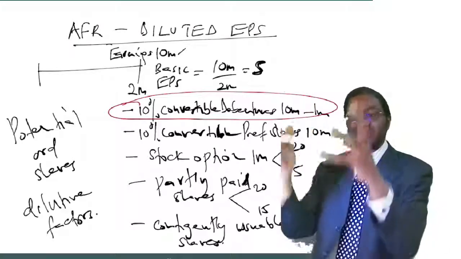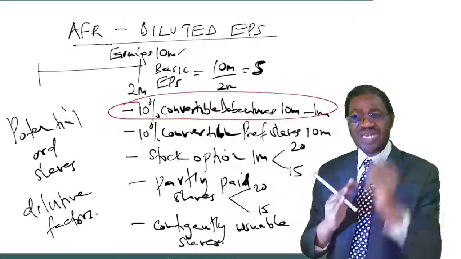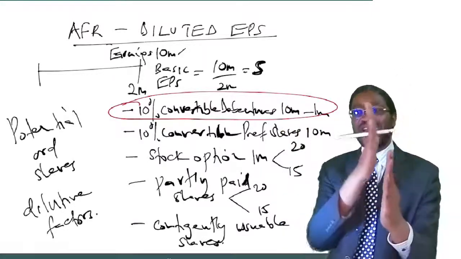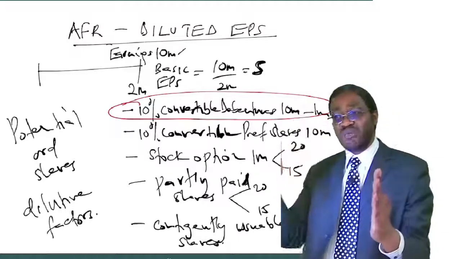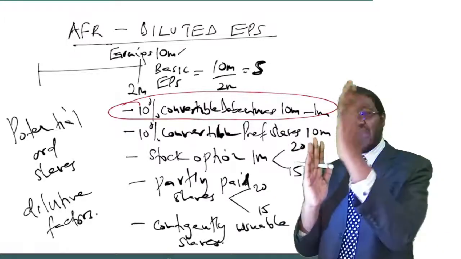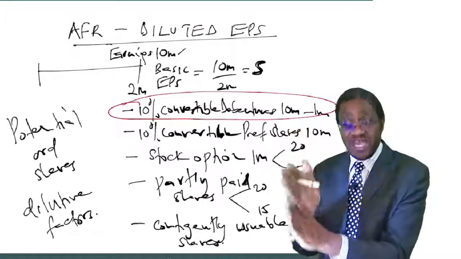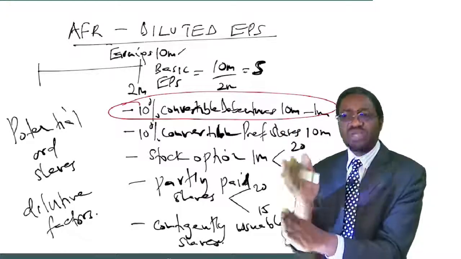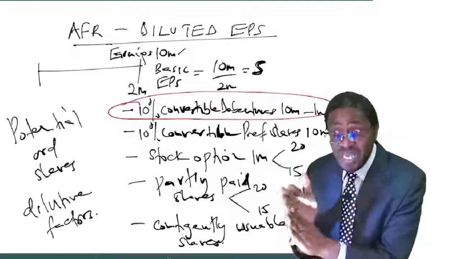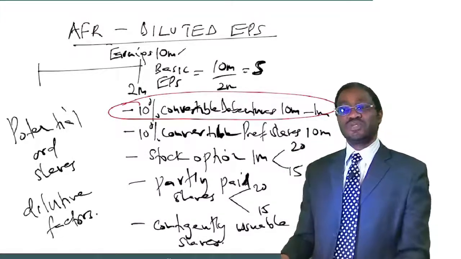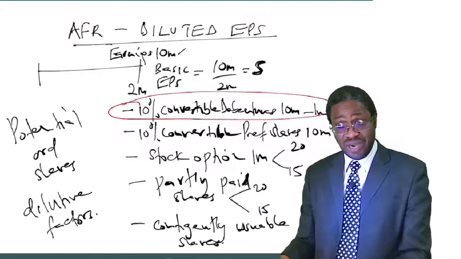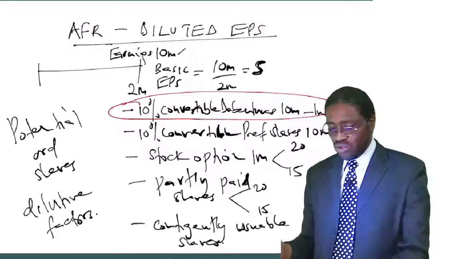Then I've said, if the debentures were outstanding as at the beginning of the year, the conversion is assumed to be with effect from the beginning of the year. Then I've said, if the debentures were issued in between the year, then the conversion is assumed to be with effect from the date of the issue. I hope you have understood. That's all. So let's go to the second one.